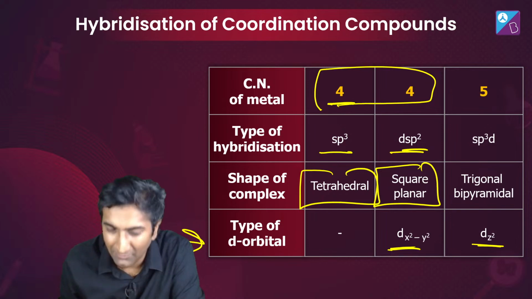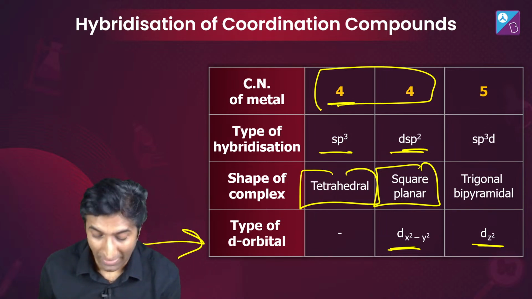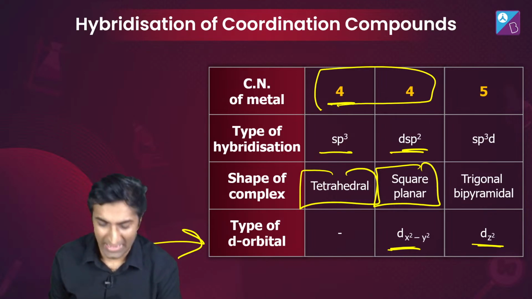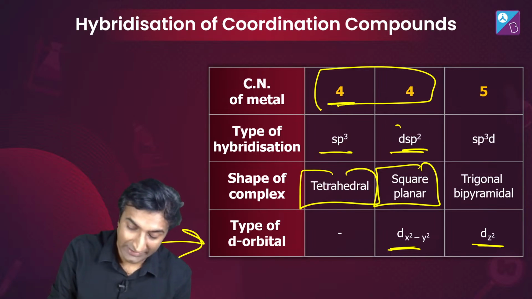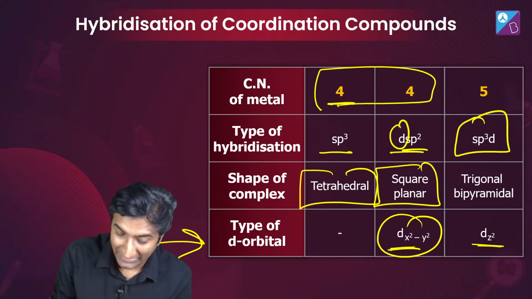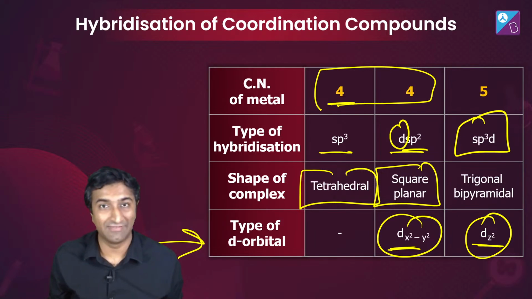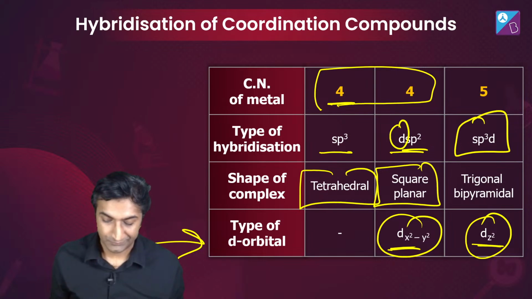bit interesting. इसका कारण we will do in CFT as to why on earth भाई क्यों है ये कि मैं बोल रहा हूं कि dsp2 में dx square y square हो रहा है और sp3d में dz square हो रहा है. What are you talking about, guys? Like, what is this even doing, right? Yeah, so we'll figure that out.